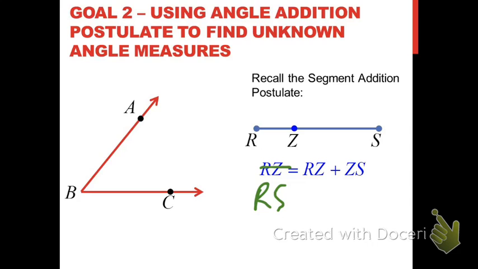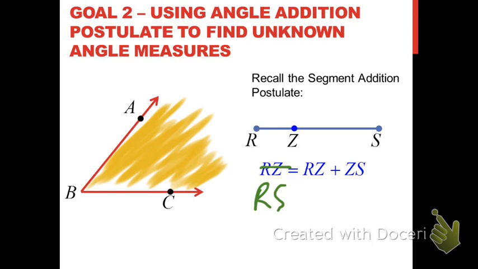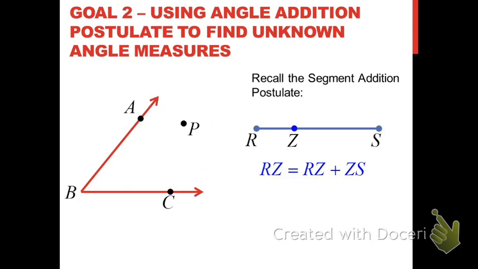Look at angle ABC, and I'm going to go ahead and highlight the interior of the angle. The interior of the angle is just simply the portion of the angle that's between or within the two sides of the angle, the sides being ray BA and ray BC. Now the angle addition postulate is based on placing a point in the interior of an angle, and that could be this point right here, point P. Now, if I put point P in the interior of the angle, and then I draw a ray through it, what happens is that there are three angles now that are created.